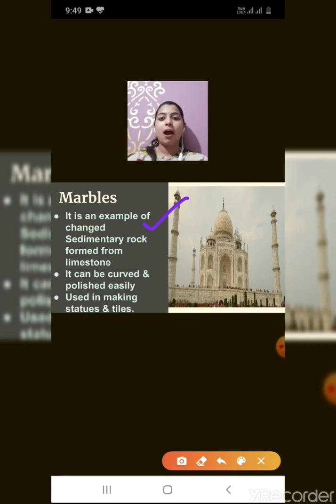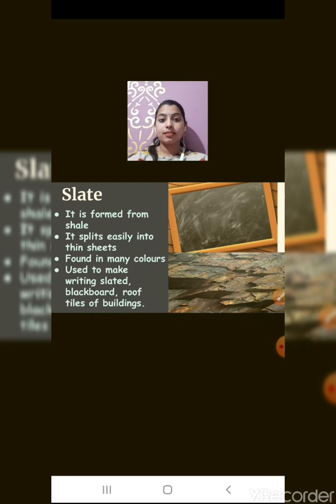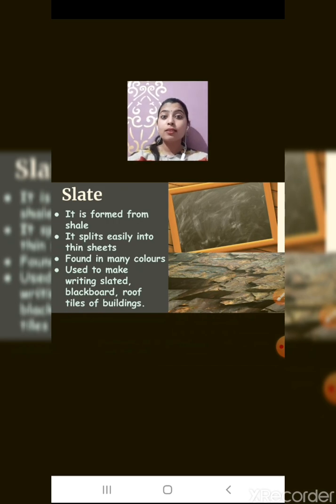Alright children, marble is an example of changed sedimentary rock formed from limestone. It can be carved and polished easily. It is used in making statues and tiles. Now second is slate. See the picture. You all have written on slate in your childhood when you started writing. Yes? So that slate is also a rock.